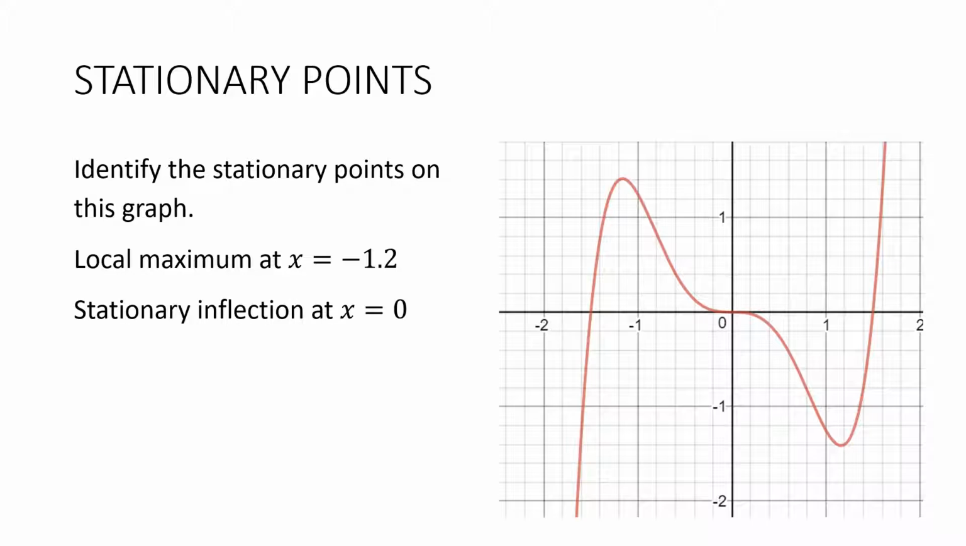What else have we got? We have a stationary inflection here, sometimes called a dog leg. Don't know why actually. Stationary inflection at x equals 0. And we have a local minimum at x equals 1.2. So again, it's not the absolute minimum because this goes down to infinity or negative infinity. So local minimum, stationary inflection, local maximum. At all of those points, the derivative is going to be equal to 0.